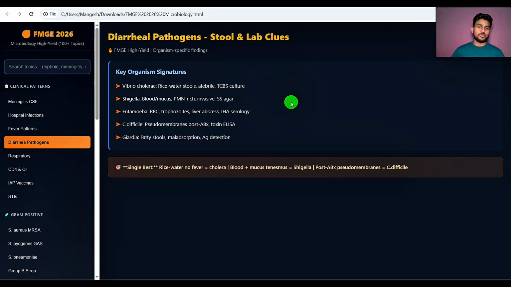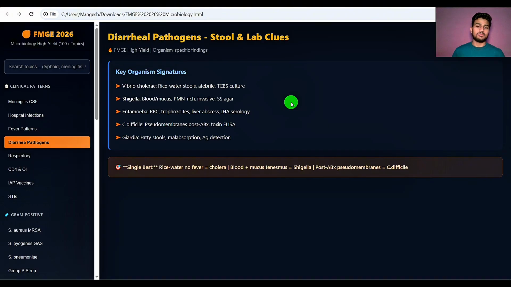The next is about Entamoeba. In Entamoeba, there are RBCs present, there can be trophozoites, there can be liver abscess in the patient, and the indirect hemagglutination assay serology, that is IHA, is what we do to diagnose Entamoeba diarrhea.